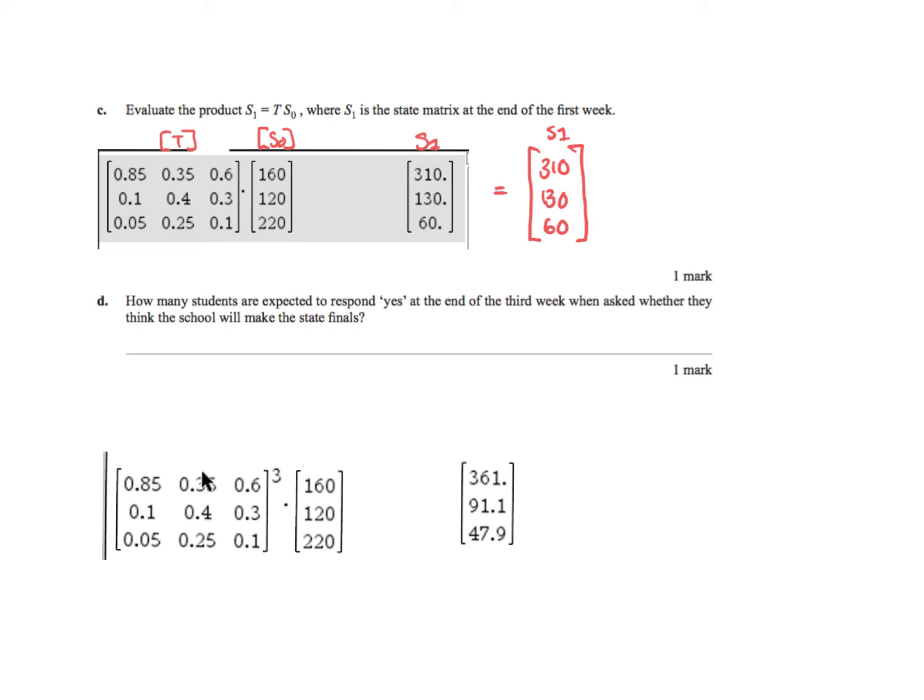Okay, how many of these students are expected to respond yes at the end of the third week? So third week, I'm going to have to do the transition to the power of 3 times the initial beginning. So I can do that where I use that, and we get this would be S3. Now they just want how many would respond yes. So if we remember back, it was yes, no, undecided. So they just want how many will say yes, so we just have to write 361.